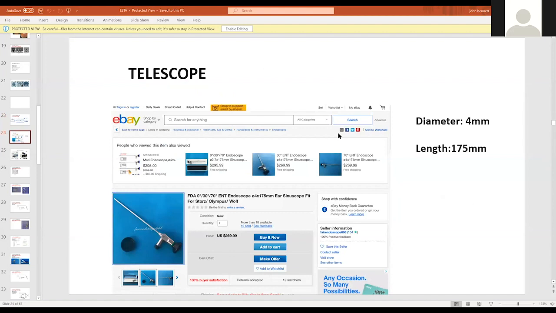Okay, so this is just a picture on eBay because most of my fellows ask, maybe it's really expensive to get those equipment. I want to do this approach, but I don't have money. When we go to some stores, this is really expensive. You can go on eBay and find a telescope for less than $300, and it works. Really, it works nice. All you need to know is that you need a 4 millimeter diameter and at least 175 millimeter long. And this is right for you. You can use it to do your cases. So here on eBay, you can find it. Next.